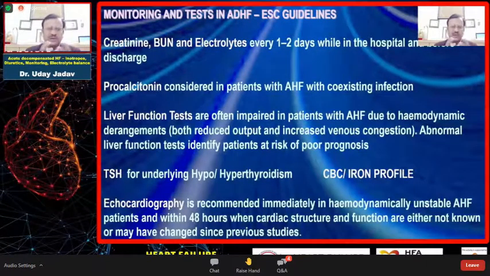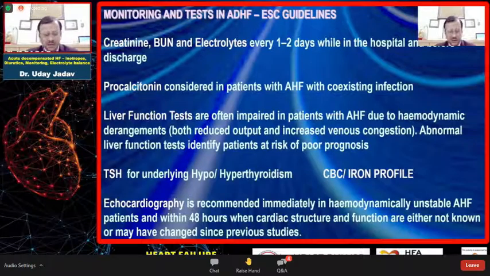Let's look at some of the monitoring and tests in acute heart failure. These are some of the guidelines that you need to follow: check renal functions every single day or every second day. It's important to check procalcitonin to be sure that they don't have an important coexisting infection. The liver enzymes, AST and ALT, are important. They do get elevated, as we know, because patients undergo reduced output and increased venous congestion. But mind you, they do reflect a poor prognosis.